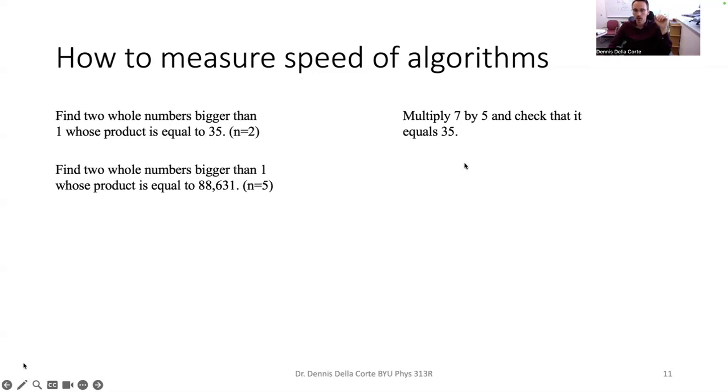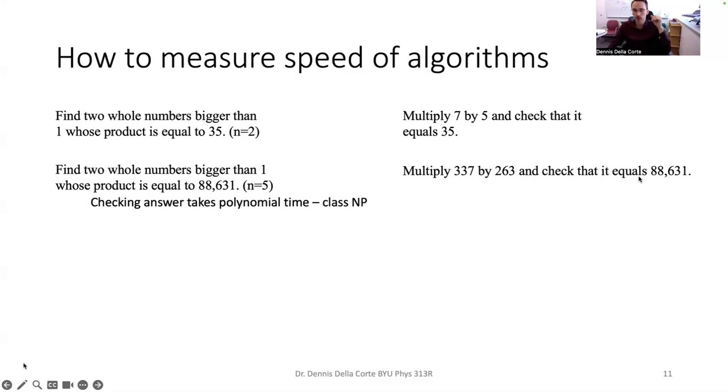So we see here a problem that's slightly more difficult one way than the other way to solve. This can get dramatically more difficult if we increase the number of digits in a number from 2 to, let's say, 5. If I ask you to find two whole numbers that form this product, 88,631, it will take you a long time to do that. On the other hand, if I ask you to multiply 337 by 263, you can probably sort that out in a couple of minutes if you remember how to do your long multiplications right. So this is an example of a problem that gets dramatically more difficult to find a solution for, but it stays reasonably simple to check the solution.